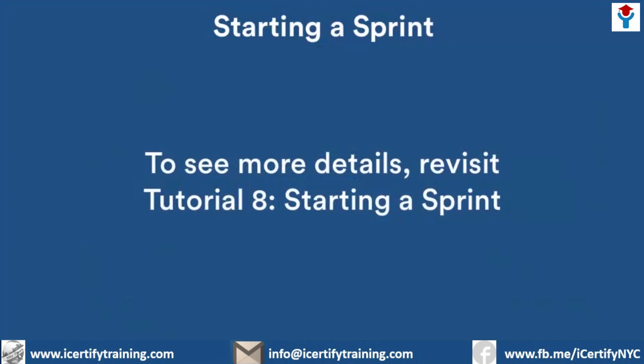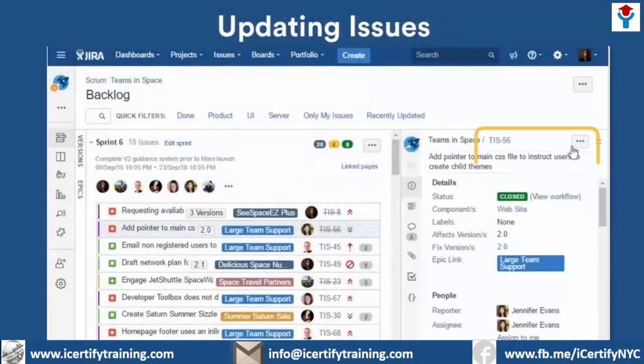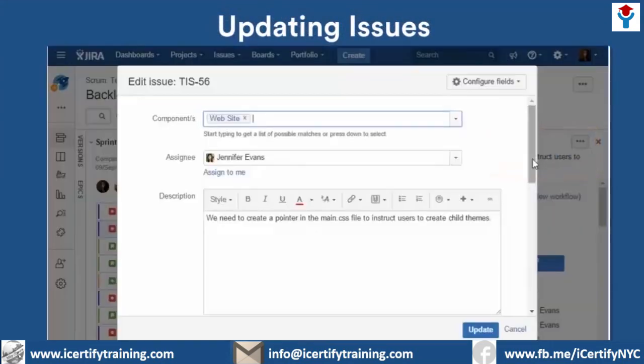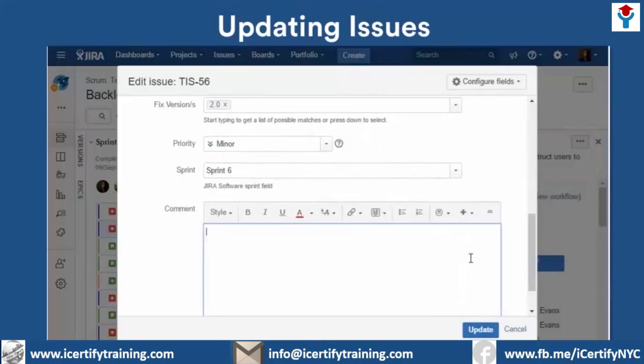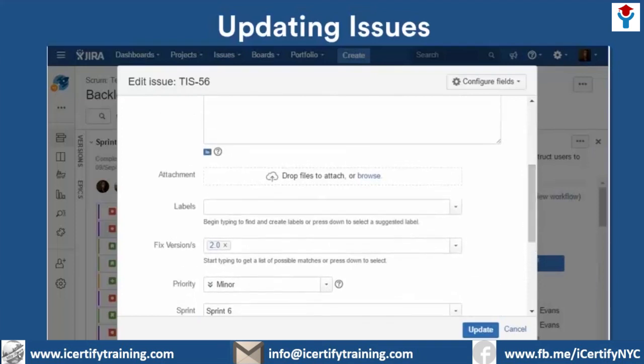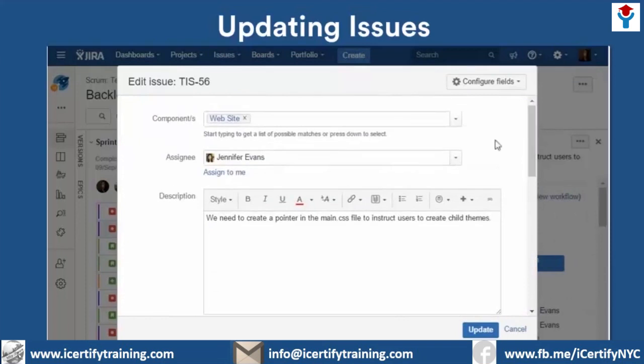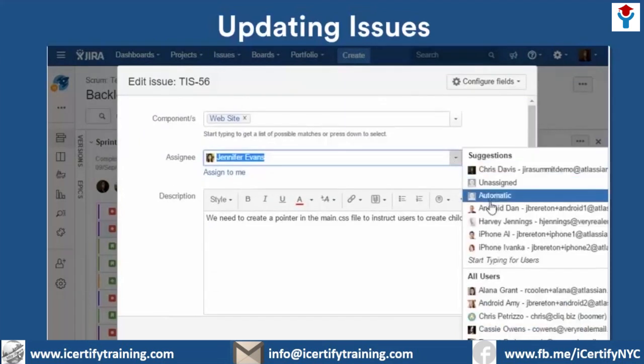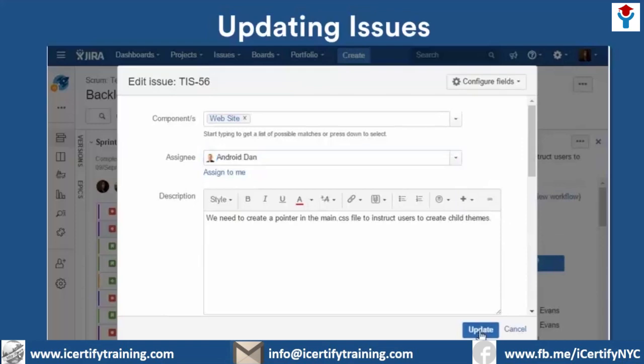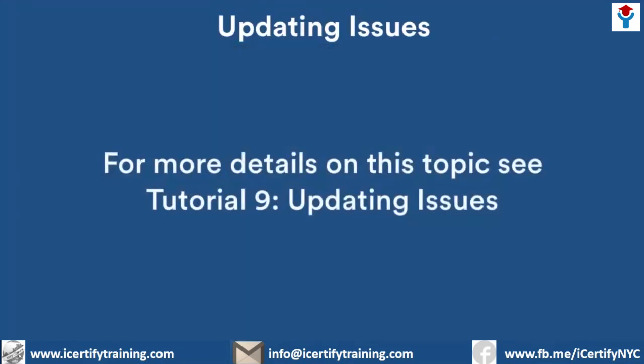To see more details on creating and starting a sprint, revisit Tutorial 8, Starting a Sprint. We saw that issues are living objects in Jira. You can and should modify them during their life cycle. We saw how you can add comments, additional attachments, and change assignees at any time. To see more details on updating issues, revisit Tutorial 9, Updating Issues. Let's continue.